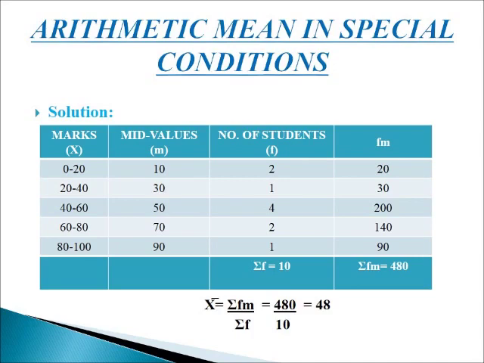which we will get as 20, 30, 200, 140 and 90. After adding all the values of the product, we will get sigma Fm, that is 480. To calculate the arithmetic mean, we will use the formula, that is arithmetic mean of the series equals sigma Fm divided by sigma F, that is 480 divided by 10, we will get 48. So arithmetic mean of the question will be 48.